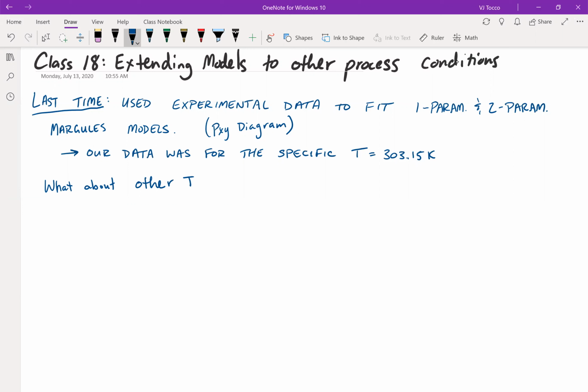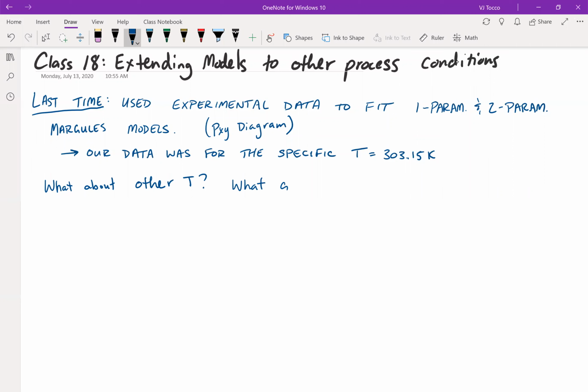Other T's. So in other words, if I were to now change the temperature, let's say I wanted to investigate 320 Kelvin, would I have to run a set of experiments at that temperature as well and fit the parameters again? And would those parameters be different, or can I do other approaches? So how do we go about modeling the temperature and the pressure dependence?